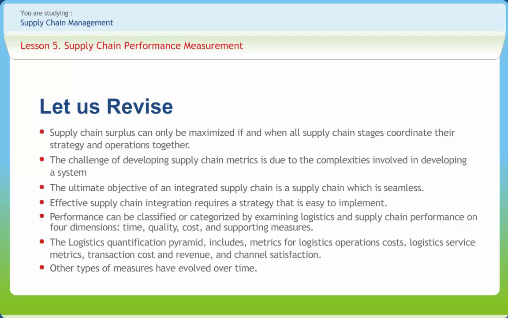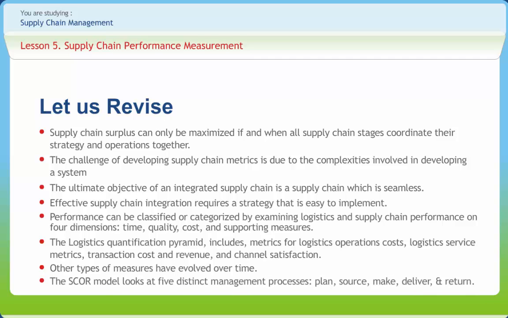Measuring performance of the purchasing function is not necessarily tied directly to economic value added. Some of the strategic areas that encompass the measures in purchasing and supply are purchase cost savings or avoidance, managing supplier base. The SCOR model looks at 5 distinct management processes that constitute the basic elements of a value chain, which are plan, source, make, deliver, and return.